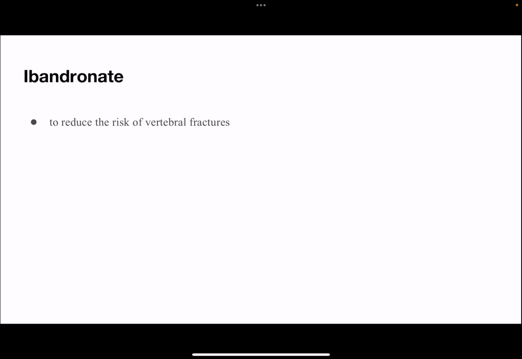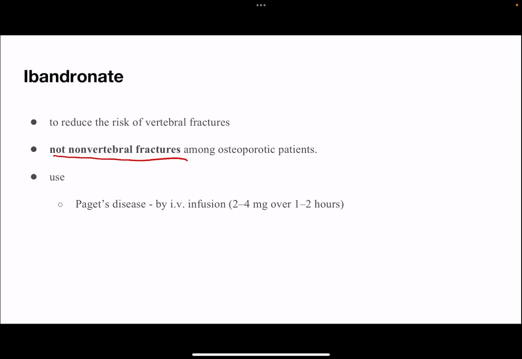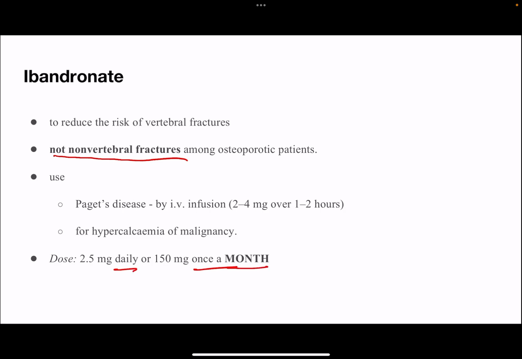Coming to ibandronate, again a second generation bisphosphonate. It is used to reduce the risk of vertebral fractures, but remember they are not useful in non-vertebral fractures. It is used in Paget's disease through IV infusion and hypercalcemia of malignancy, and it is given once a month or daily, depending upon the patient's condition. So please remember, ibandronate, like bisphosphonates in general, is useful to reduce the risk of vertebral fracture, not non-vertebral fractures, and it is given monthly.